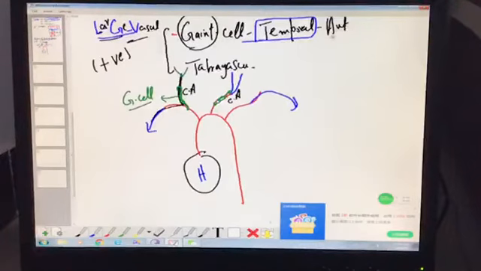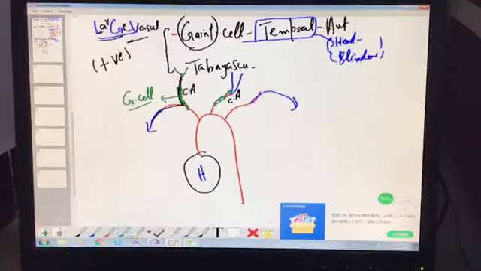These patients have one issue, the headache. The second issue is irreversible blindness because of involvement of the ophthalmic artery. So these are the two issues in giant cell arteritis.